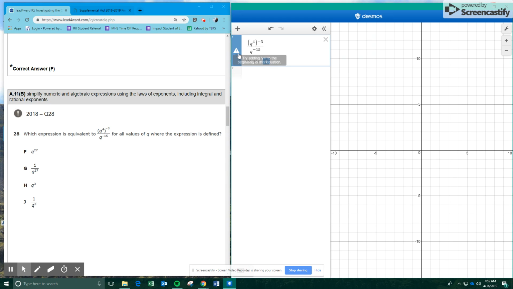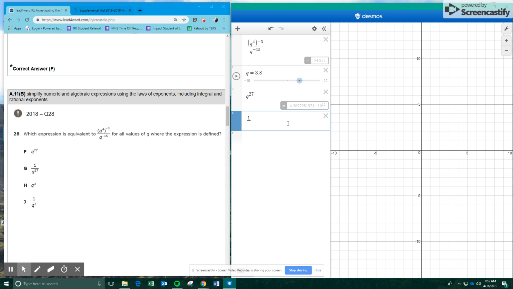Okay, it's going to tell me again that there's an error because it wants you to add a slider for q. Pick anything other than 1 and 0, so 3.8, sure. Let's try the first answer choice, q to the 27th power. Are those the same? Yeah, no, I wouldn't pick answer choice F. Okay, let's try G, 1 over q to the 27th power.